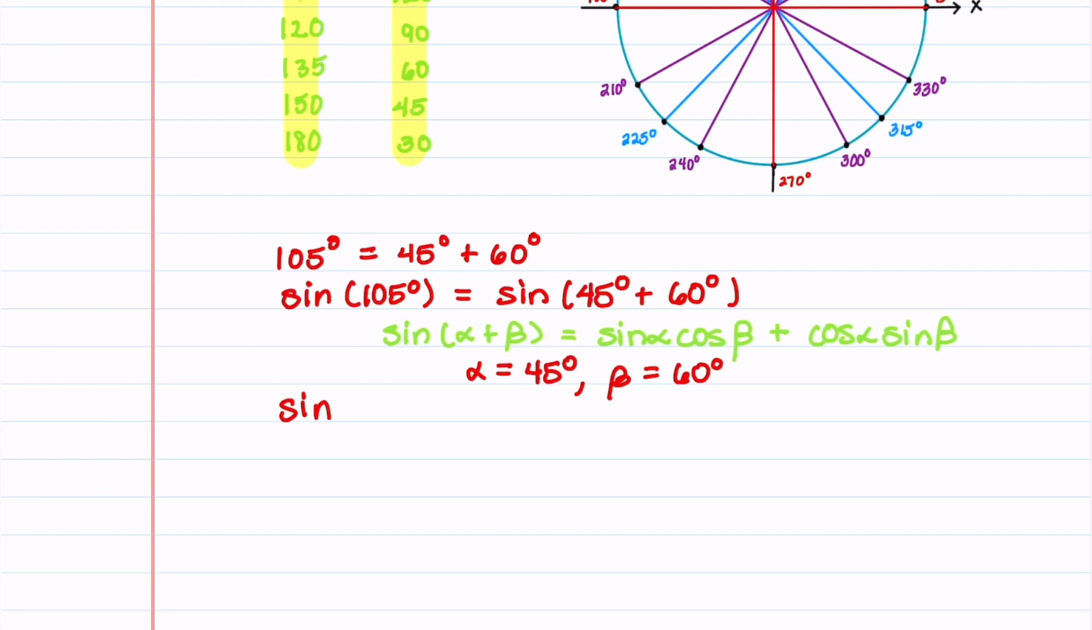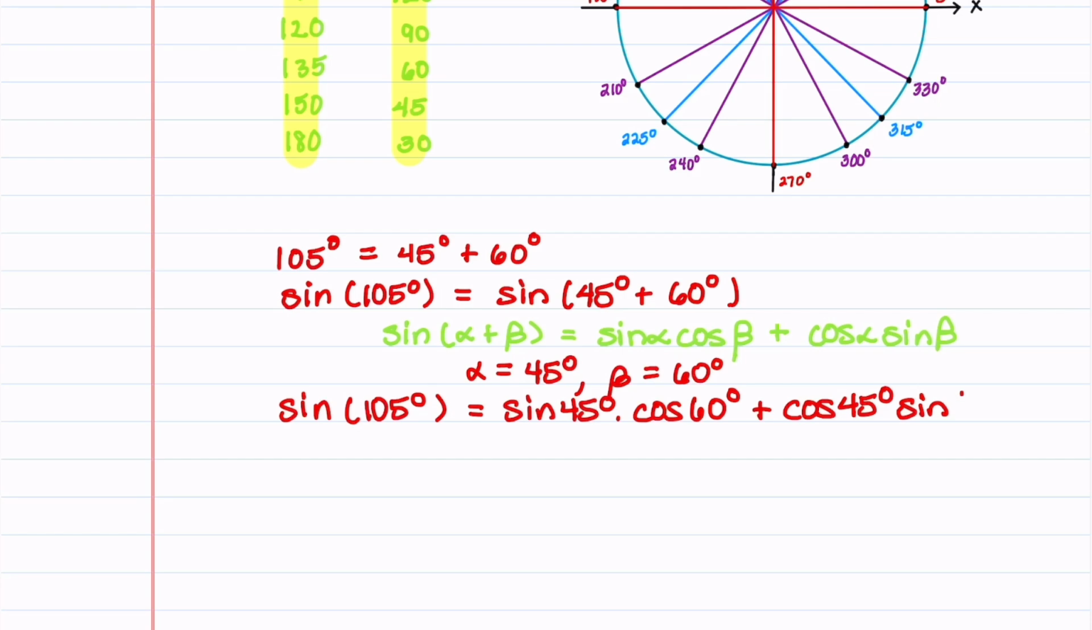This tells us that the sine of 105 degrees is going to be sine alpha, which is 45 degrees, times cosine beta, which is 60 degrees, plus cosine alpha, which is 45 degrees, times sine of beta, which is 60 degrees. Let's now plug in the values.